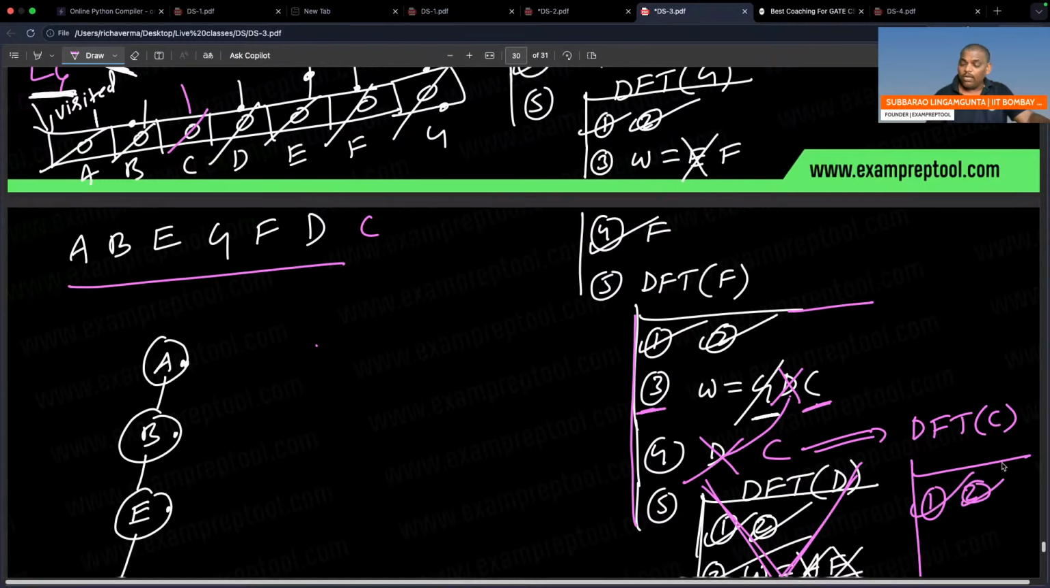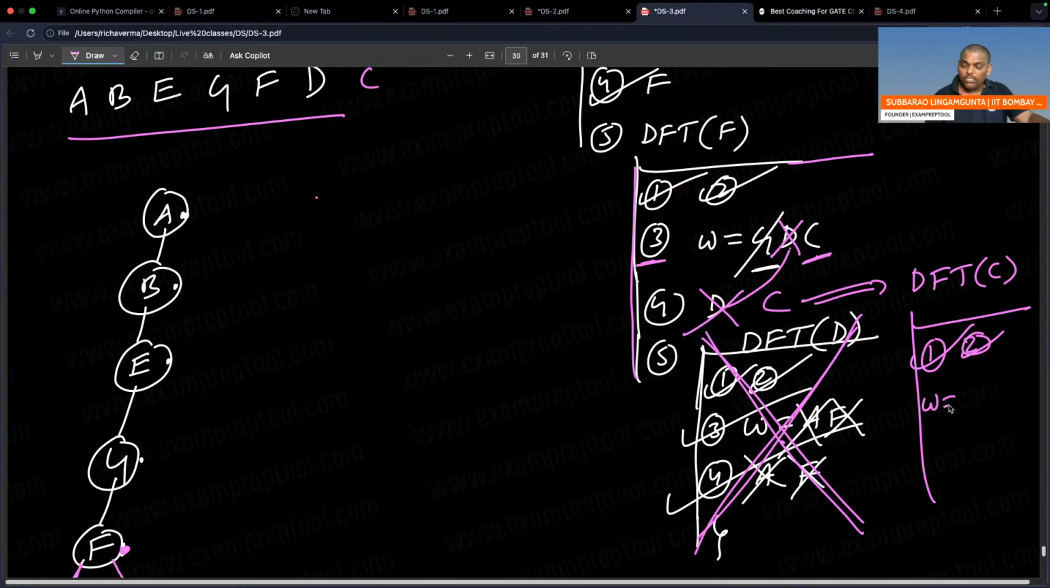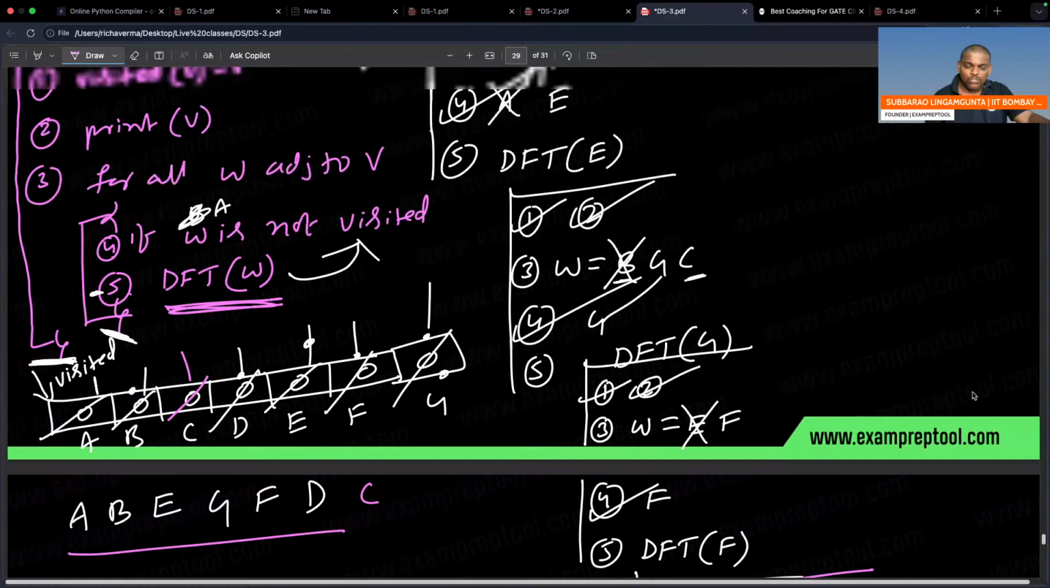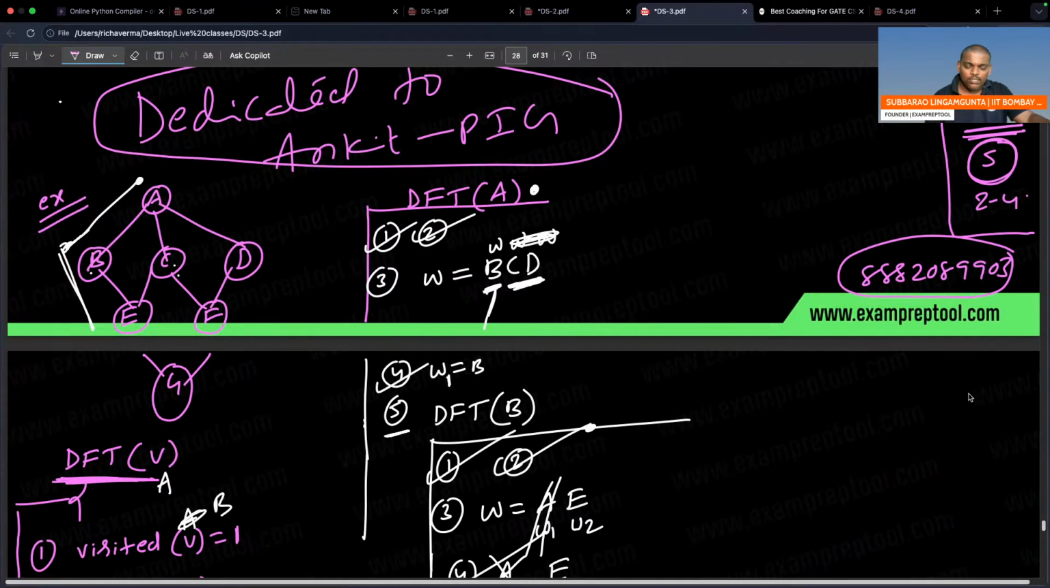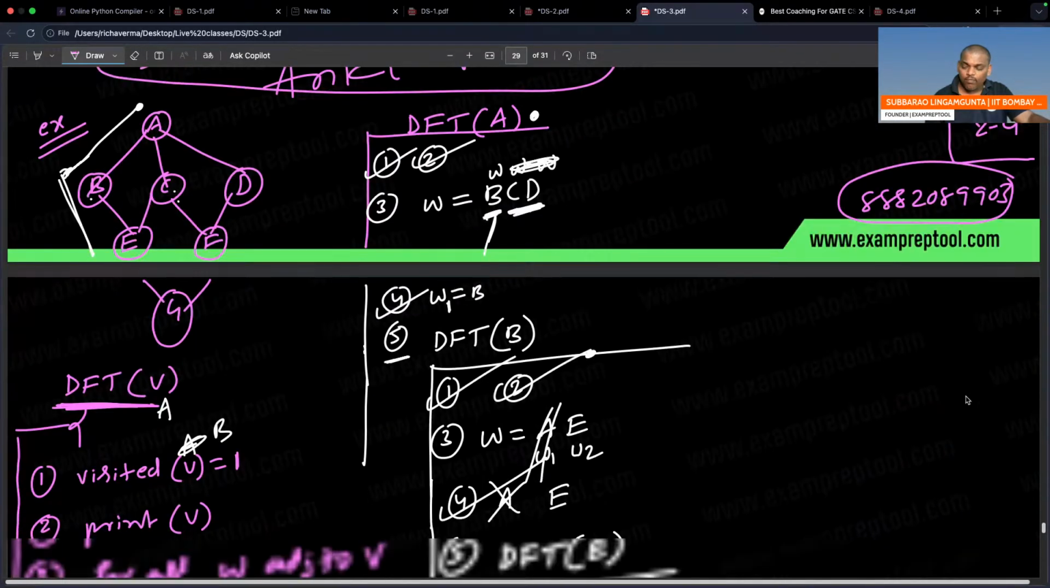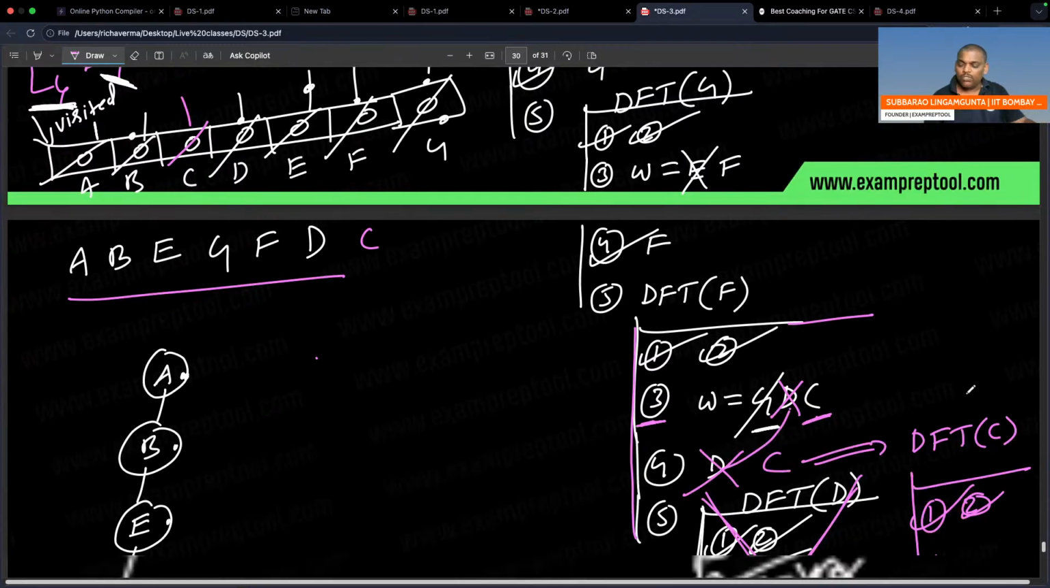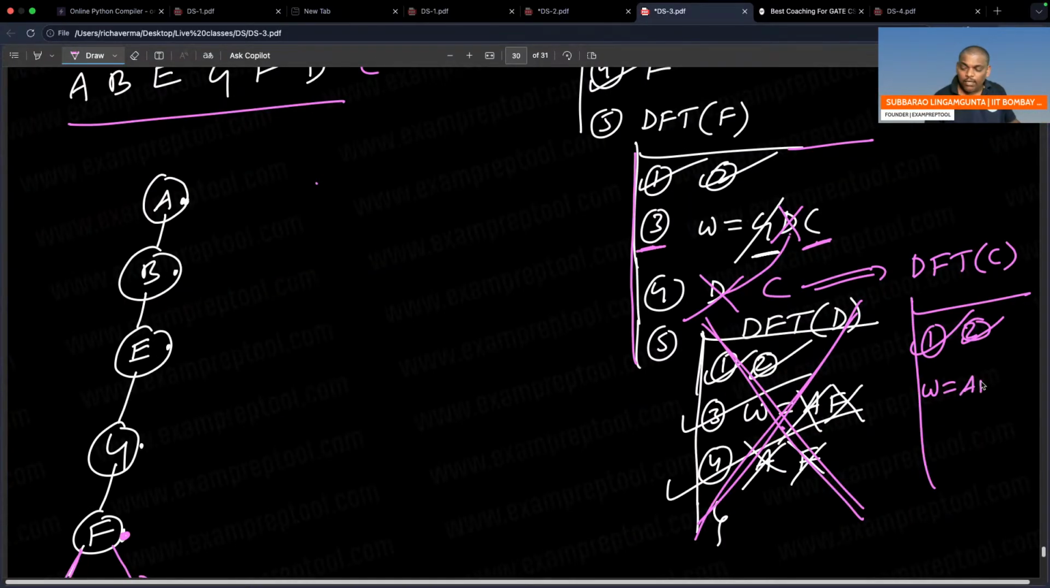For all W adjacent to C. Adjacent to C, who are those? Can you see the graph? Adjacent to C: A, E, F. Let me check. Adjacent to C is A, E, F. A already visited. Do you believe or not? E already visited. Do you believe or not? F also already visited. That means this third step completed.